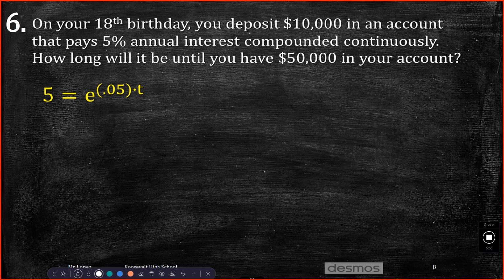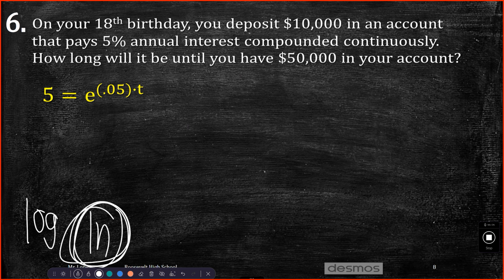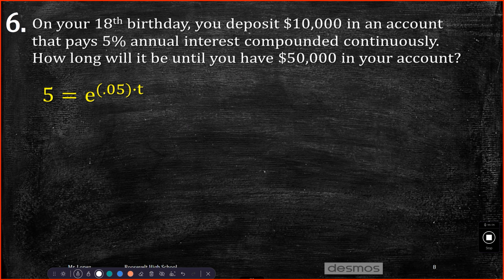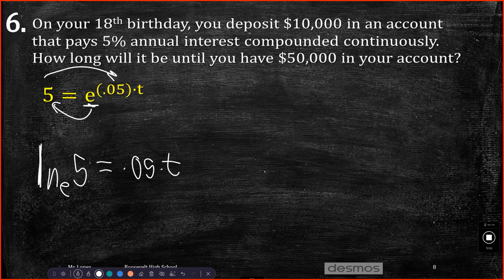I am not going to use log. What am I going to use? Natural log, because natural log is the inverse of the base e. So I'm going to use ln, base e, of 5 is equal to this whole thing here.